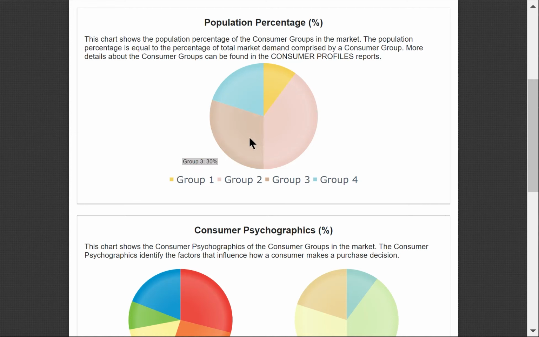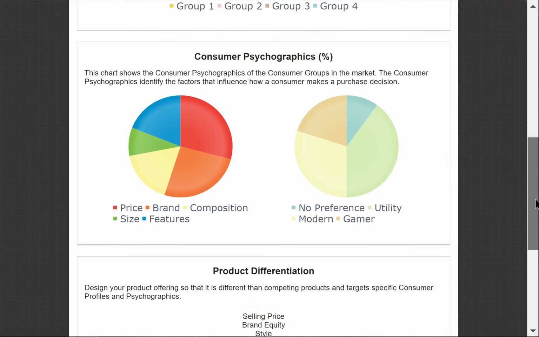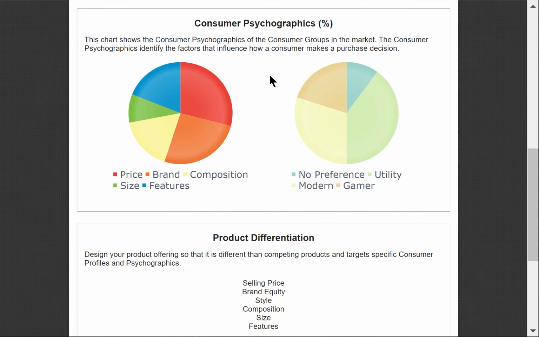And I can see that group 3 is about 30% of the population if I roll over the pie chart. Group 2 is the largest at 40%. And then groups 4 and 1 are a little bit smaller than those. That helps me understand who's spending money and how they're spending it. And then I can look at what's called the consumer psychographics. So this chart shows the consumer psychographics of the consumer groups in the market. The consumer psychographics identify the factors that influence how a consumer makes a purchase decision.